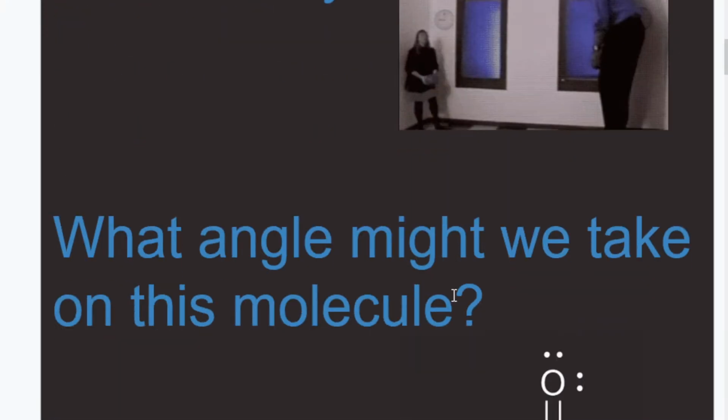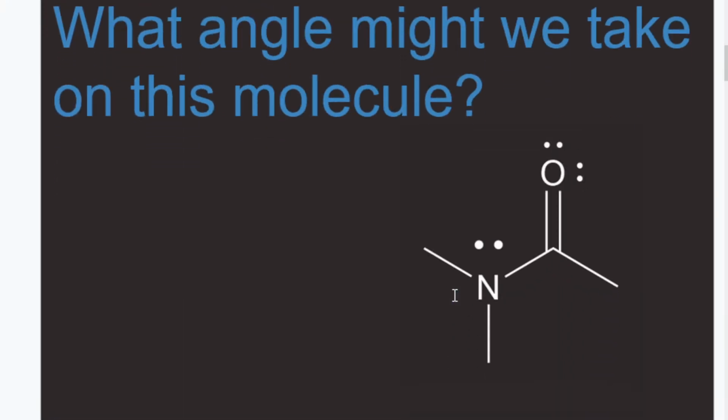So if we take this forced perspective idea, what are we working on? What angle might we take on this molecule? This is a very important molecule for our discussions that we've been looking at in these big molecules, where we start to talk about the formation of the amide bond, or a bond that's very common in proteins.